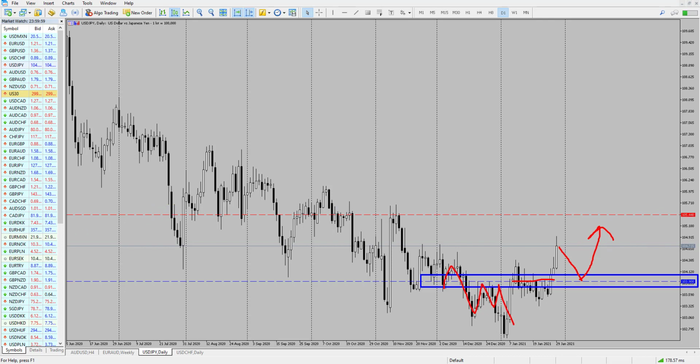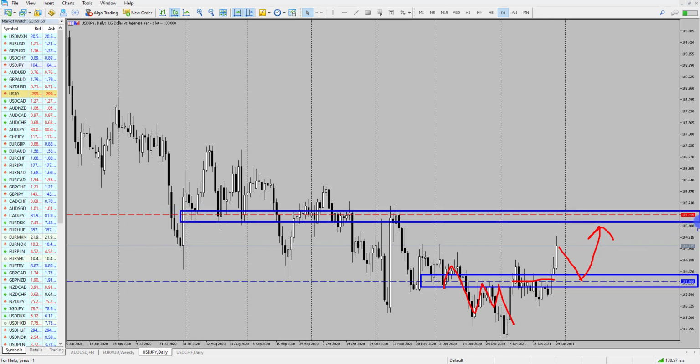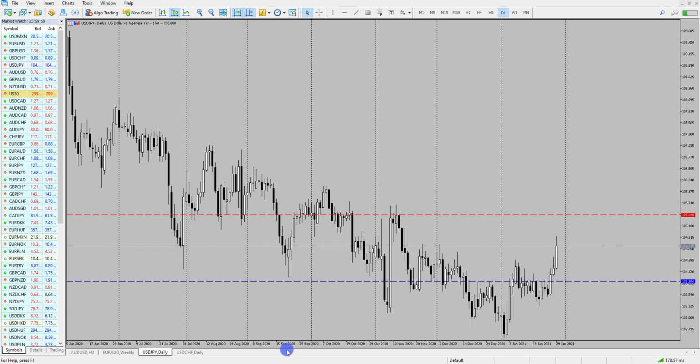The next level I really like is 105.44. Price has found support in here, resistance. So if we can get back into 103.90, I'd like to potentially look for long opportunities in and around this area up into 105.44s. So dollar yen also looking pretty good.